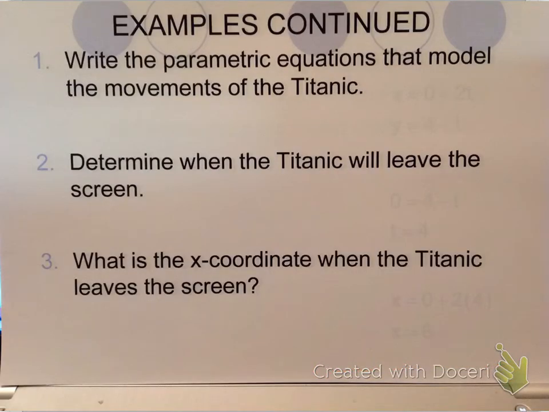So if I want to write the parametric equations for the Titanic, that means there's going to be an equation for the x position, or the horizontal position of the ship, and one for the y position of the ship. Okay? Now remember, just a little mini version here, our ship started out here at 0, 4, and 1 minute later, so at time equals 1, it was at the point 2, 3. Okay, just a quick reminder about that.